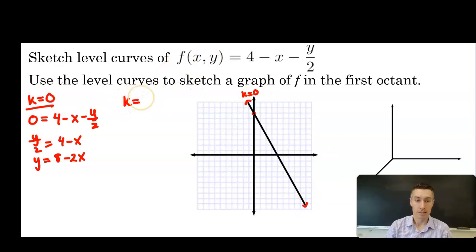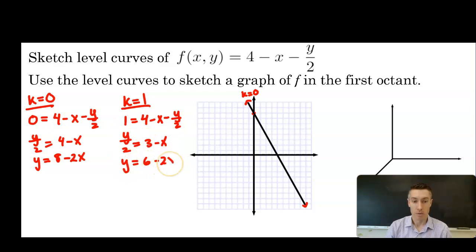Then we pick the next k value, so k equals 1. So 1 equals 4 minus x minus y over 2. Then move the y over 2, move the 1 over, so 3 minus x. So y equals 6 minus 2x. So we move down to 6 on the y-axis, still have the same slope, and we graph the line. Okay, so we have a parallel line here, and that's when k equals 1.